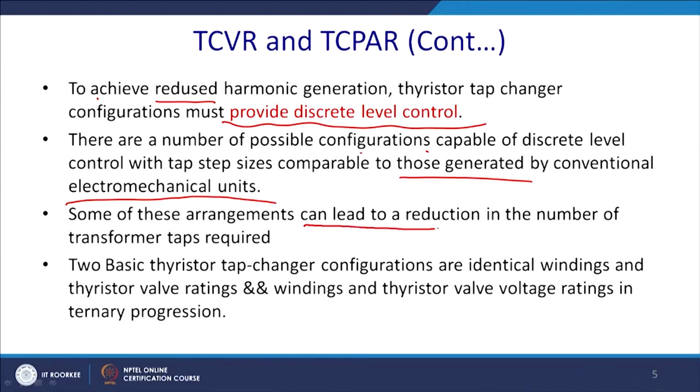Some of these arrangements can lead to a reduction in the number of transformer taps required. Two basic thyristor tap changer configurations are identical winding and thyristor valve rating, and the tertiary progression. These are a few configurations we shall cover in our topic.